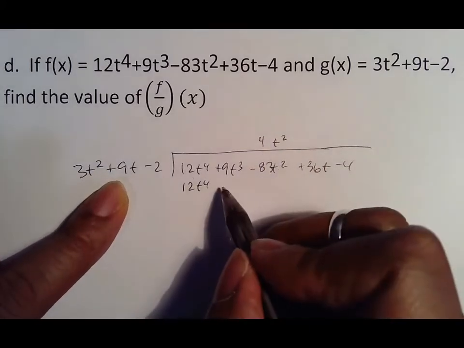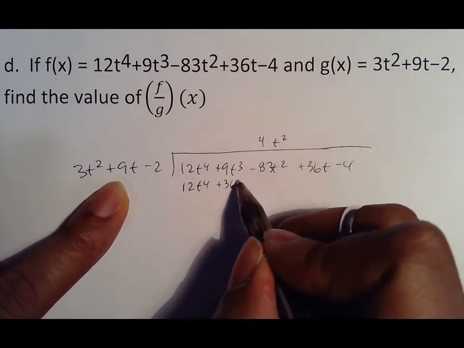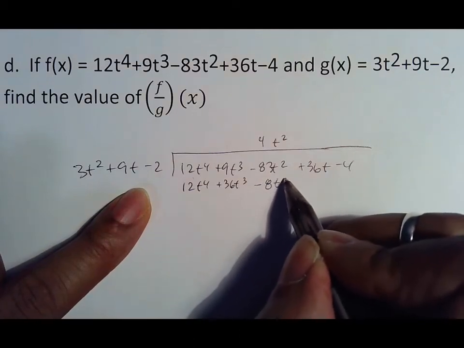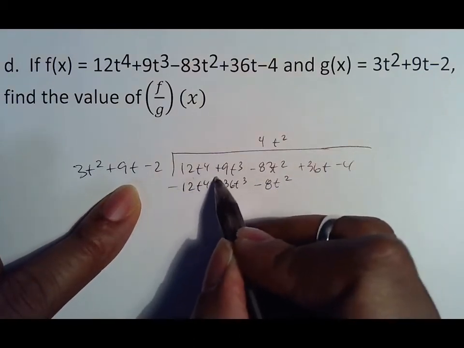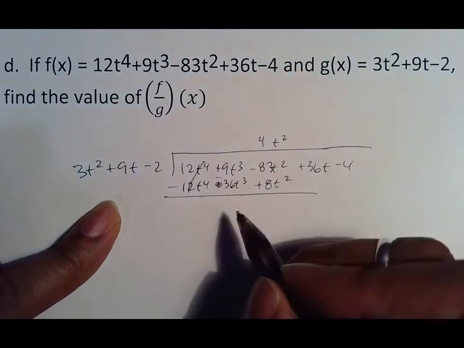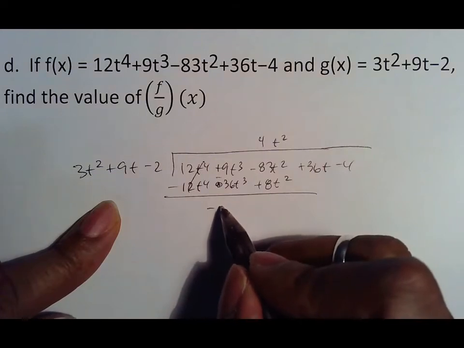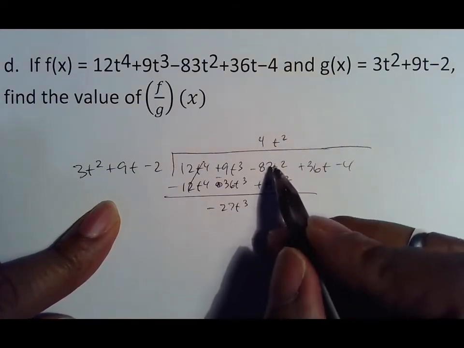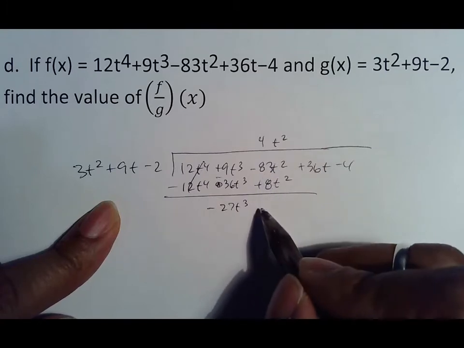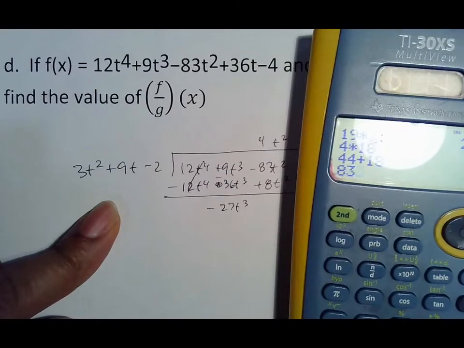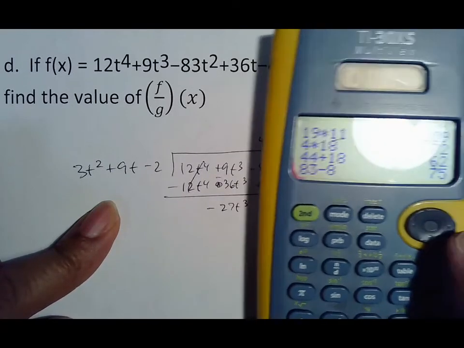So now multiply the rest of them. So plus 36t to the 3rd minus 8t squared. Switch all your signs and add, which is why we wanted that first term to match. And then we get minus 27. And that was 83 plus 8, which would be, 75 maybe. Yep.